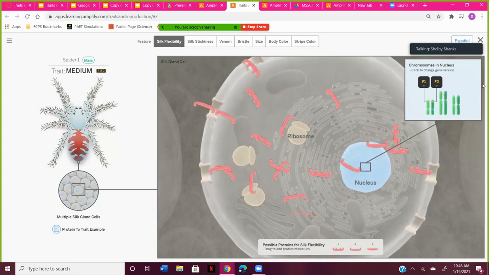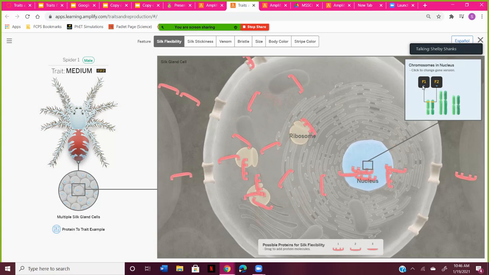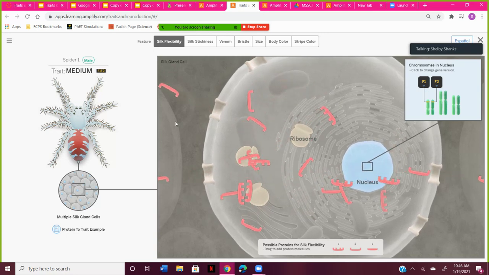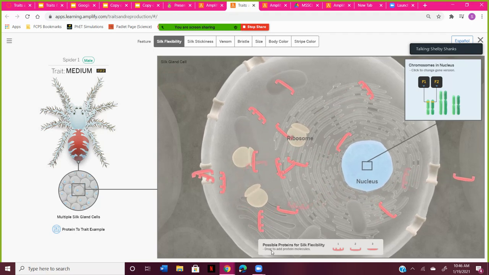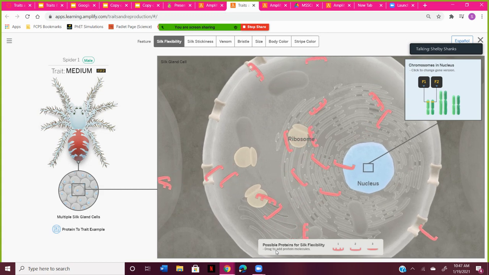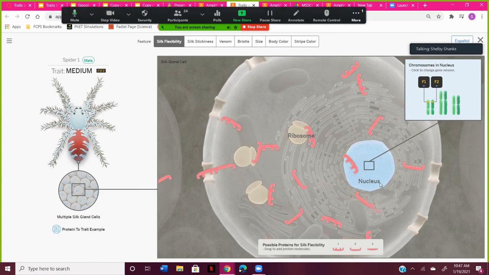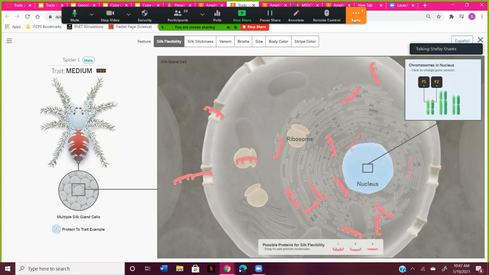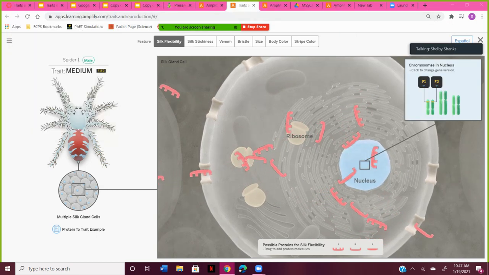What this is showing me are chromosomes in the nucleus. You don't want to change anything right now. You want to leave it like it is. These are all the possible proteins for silk flexibility. I know these words may be a little bit confusing. We haven't really learned about proteins, or what ribosomes are, or what the nucleus is. But you should be looking at a page like this.